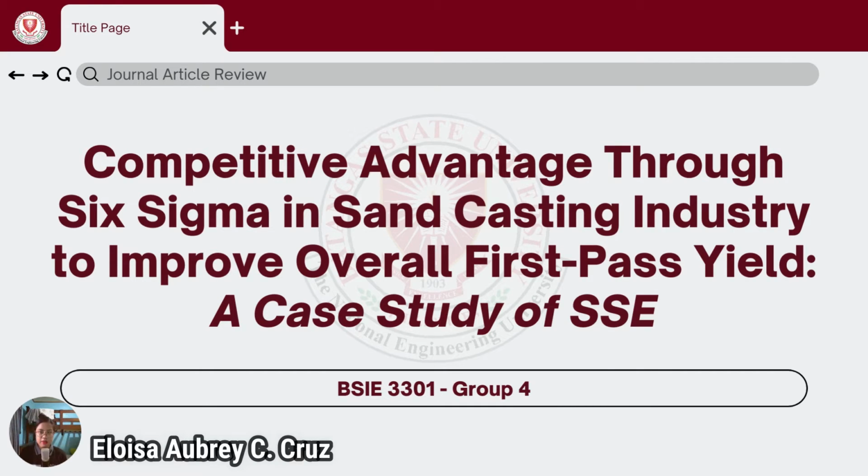I am Eliza Aubrey Cruz and I am here to introduce our group. We are Group 4 of 3301 and we are here to present our case study that we have selected in our journal writing critique. The case study was entitled The Competitive Advantage Through Six Sigma in Sandcasting Industry to Improve Overall First Pass Yield.